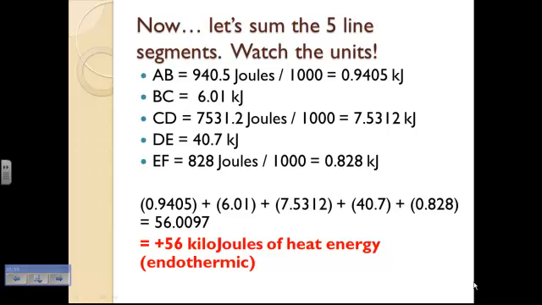On your calculator, hit 0.9405. Add to that 6.01 plus 7.5312 plus 40.7 plus 0.828 equals the positive endothermic value of 56 kilojoules of heat energy. That took us from point A at negative 25 all the way to point F, positive 125 degrees.